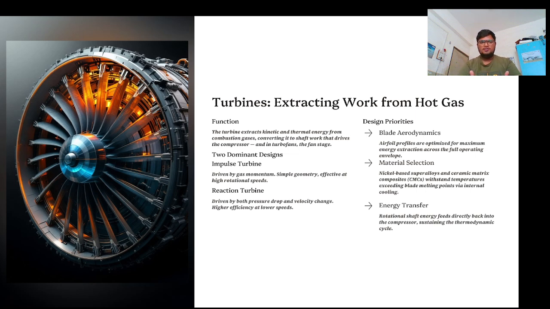There are two dominant designs, impulse turbine and reaction turbine. An impulse turbine is driven by gas momentum, which has simple geometry and is effective for high rotational speeds. Another is the reaction turbine, which is driven by both pressure drop and velocity change. It is highly efficient at lower speeds.